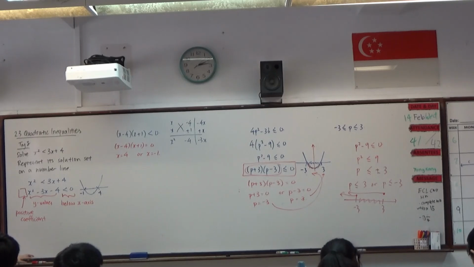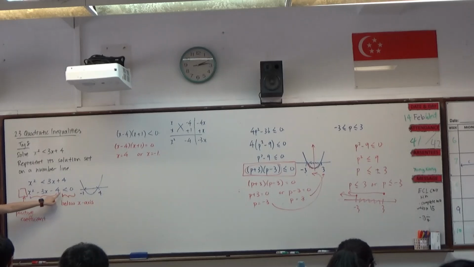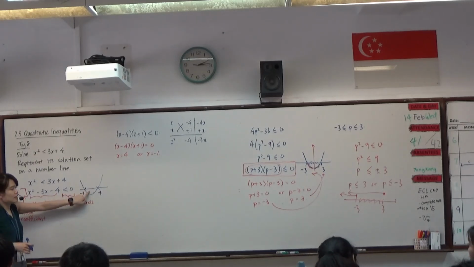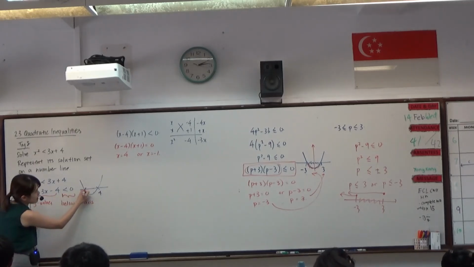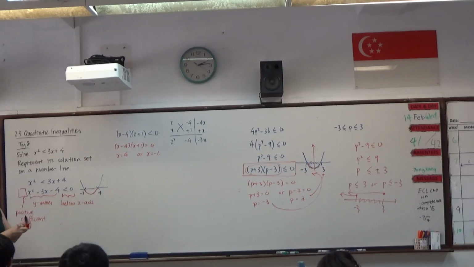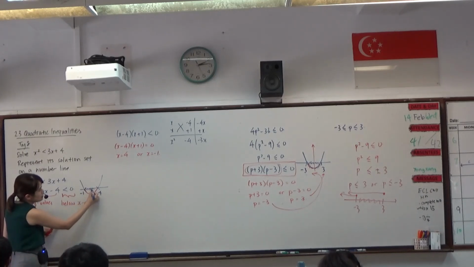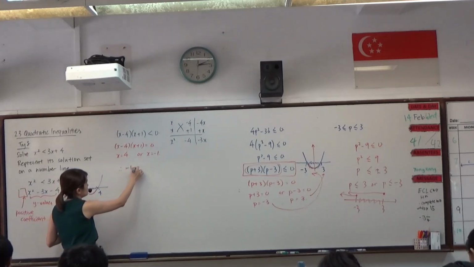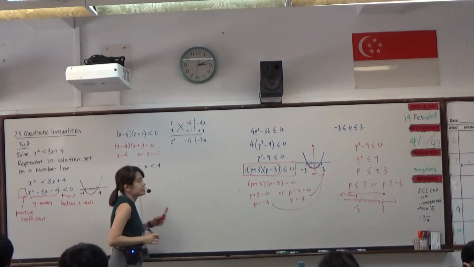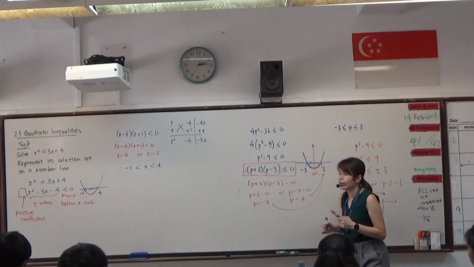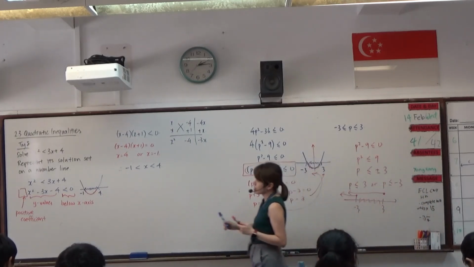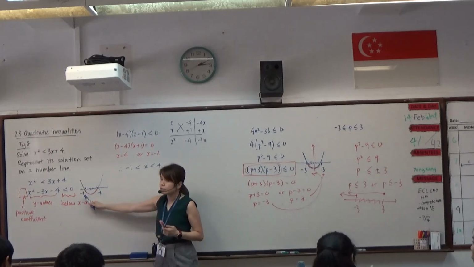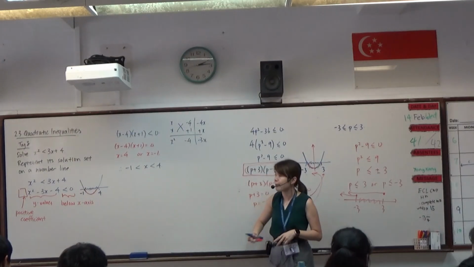Okay? So after getting these 2 points already, we want to satisfy this inequality. That means it is less than 0. That means we are looking at this portion of the curve that is below the x-axis, whose y-coordinates are negative, and therefore, this is the range of your x-values, and that will be between negative 1 and 4. So x is greater than negative 1, but less than 4. Okay?